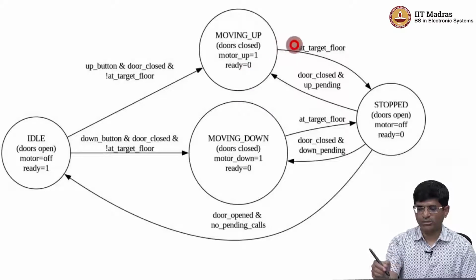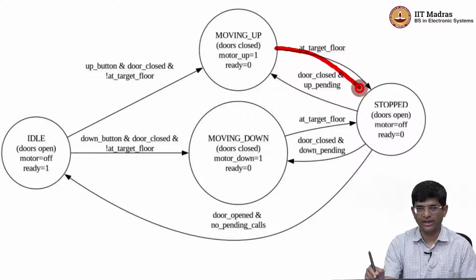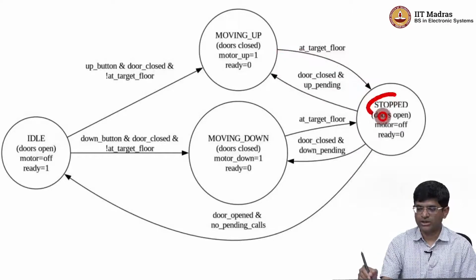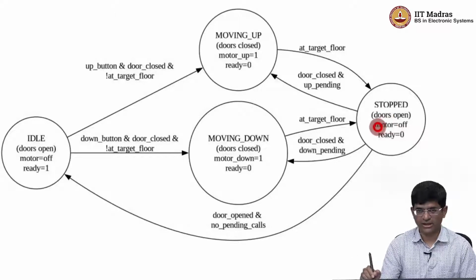Now let us say that we are moving up and we have reached the target floor. In other words, the at target floor got activated. We move into the stopped state where a couple of things happen. One is the doors are set to the open state, the motor is turned off, so you are not moving anymore. Now of course you could argue that it should happen in the other order, the motor should be turned off and then the doors should be opened.